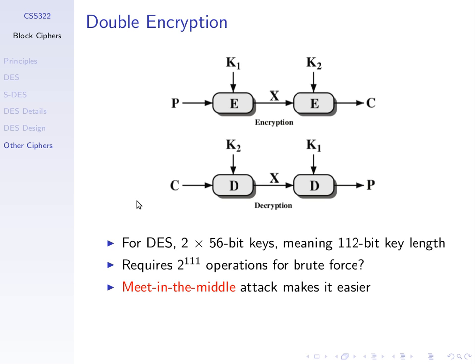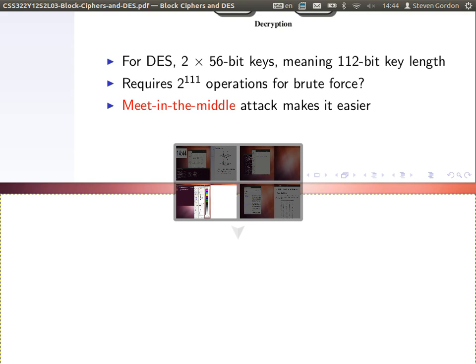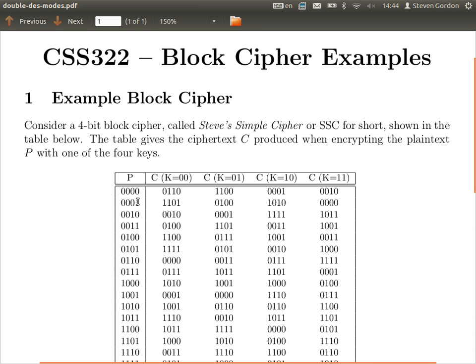Desk. I cannot do it on the board because with 64 bits, it's not easy. So I've made up this other 4-bit block cipher, which is just passing out now. So you should see this. Everyone have a copy? Let's just explain how to read it first, just the first part, the example block cipher.